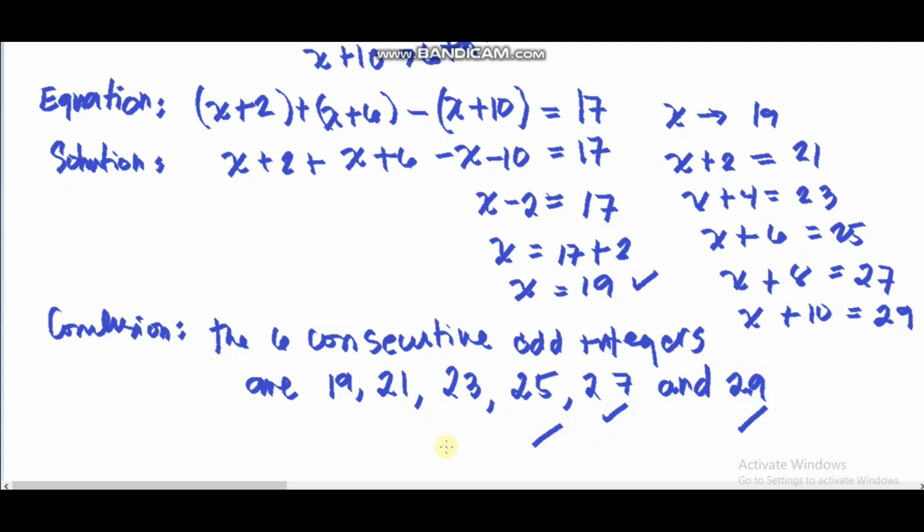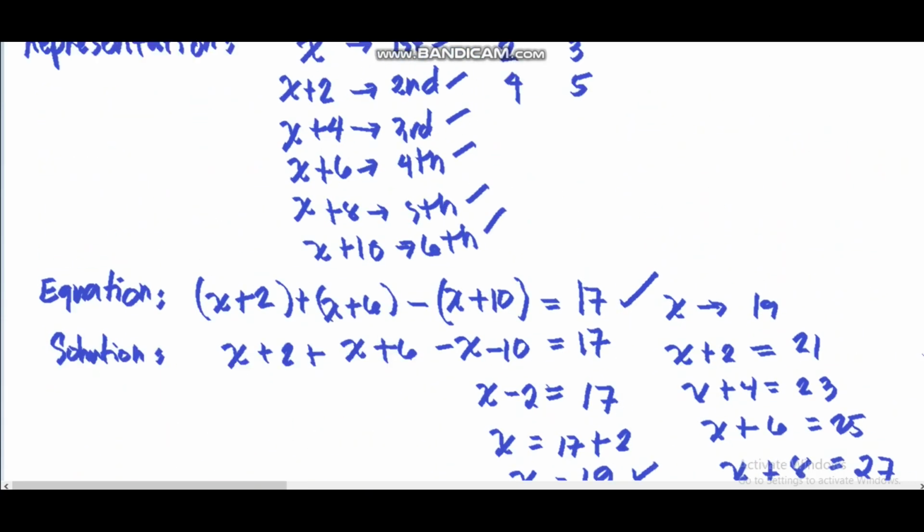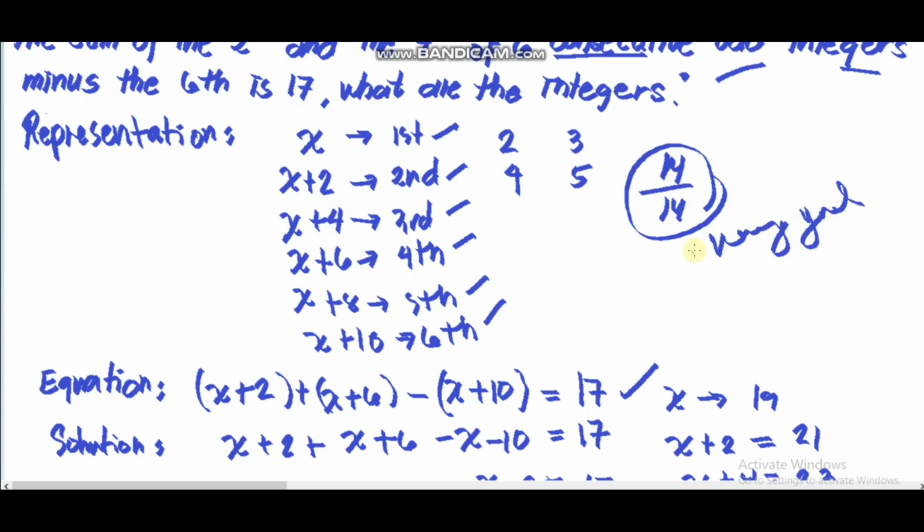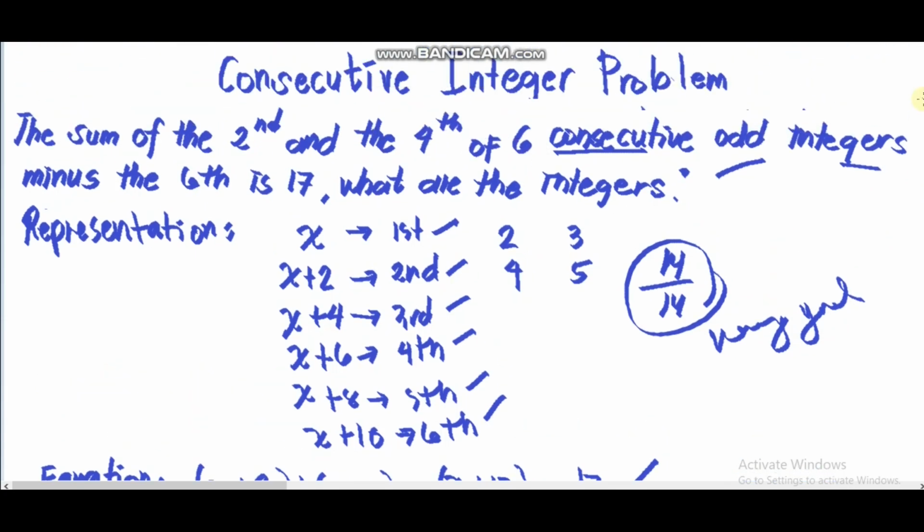Check na siya. Check the solution, your equation. Then you also have your representation. So you have 2, 4, 6, 8, 10, 12, 14 over 40. Very good. Okay, so that is our last example for consecutive integer problems.